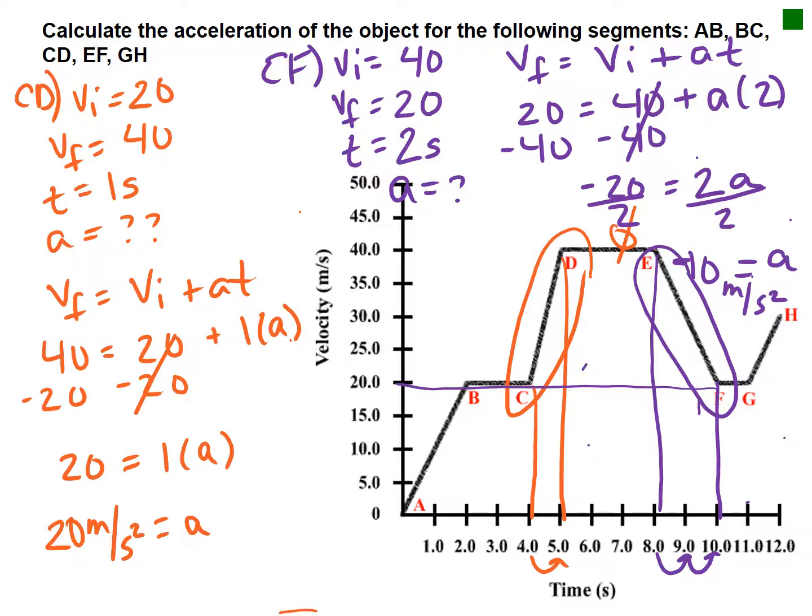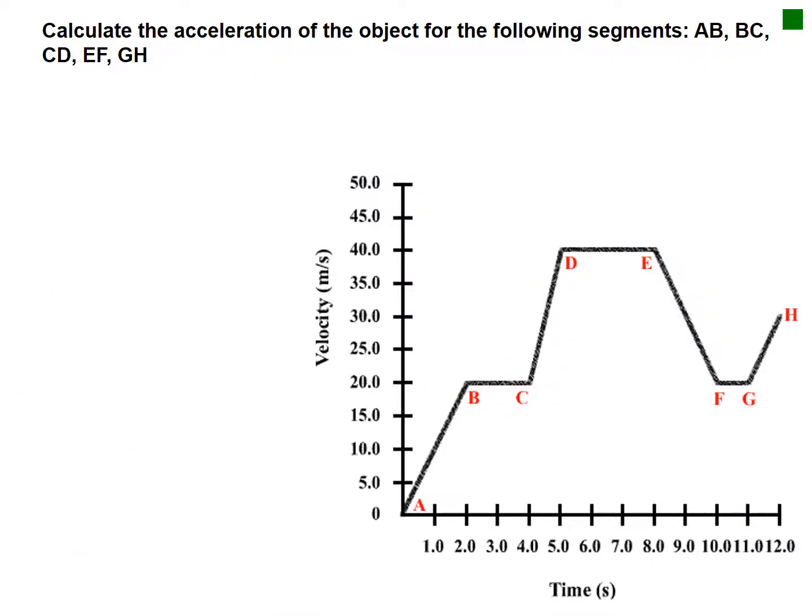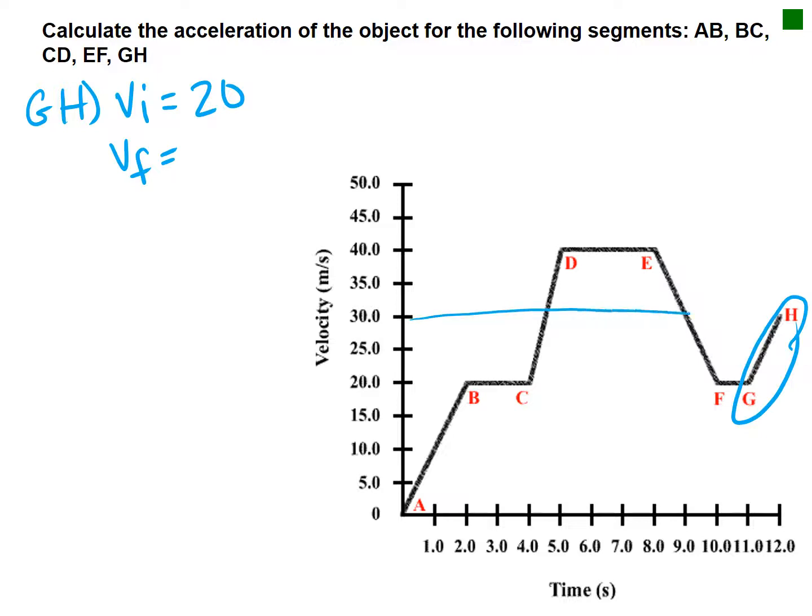Excellent. Alright, last segment. We have to do G to H. So on segment G to H, we are starting at 20, so VI is 20. VF, it looks like, is 30. The time is 1 second. And we're looking for A.